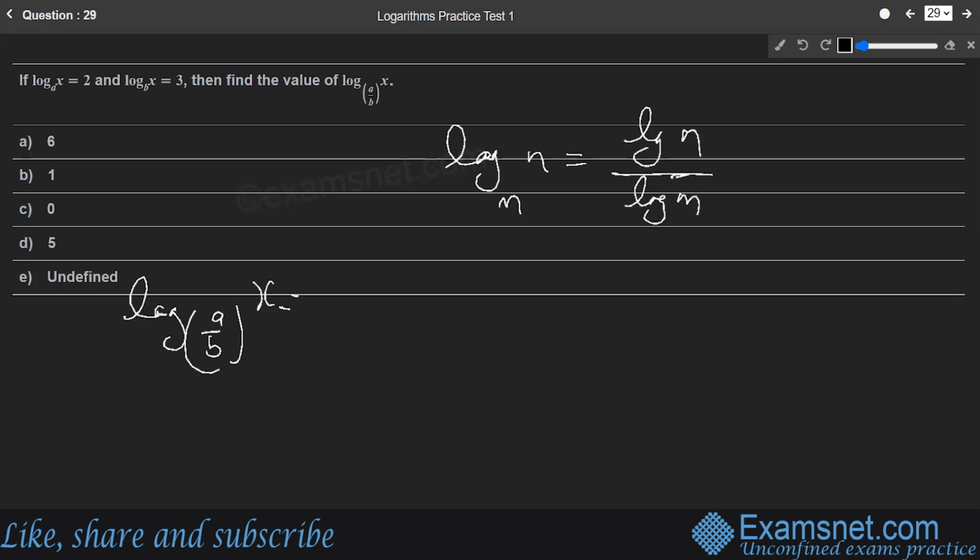This is how it can be written. So log base a/b of x can be written as log of x divided by log of a/b. It can be written like that: log of x divided by log of a/b.